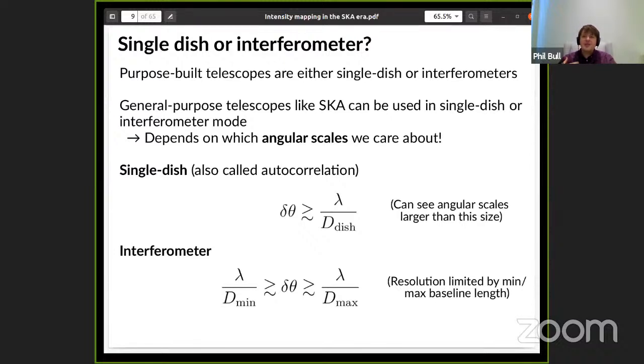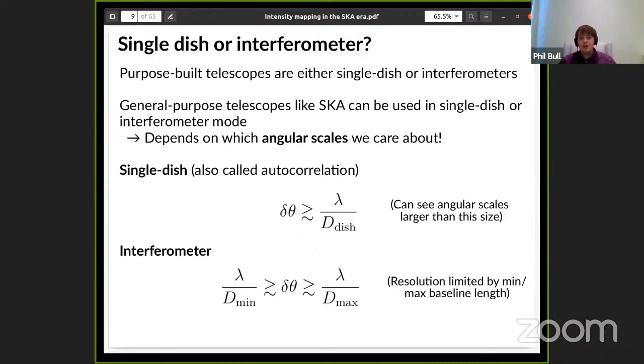But as well as that, you also have these general purpose radio telescope arrays, like the Square Kilometre Array. And in fact, you can use those as either a bunch of single dishes or in this interferometer mode where you cross-correlate all the dishes together. And which of those you use will depend on which angular scales you care about, and also the properties of your telescope.